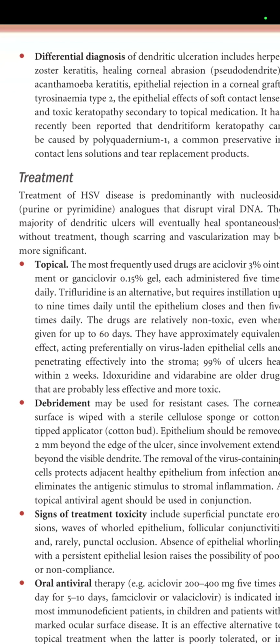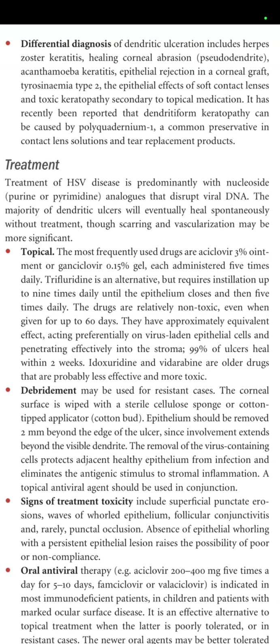Now, the treatment of HSV disease is predominantly with nucleoside purine or pyrimidine analogs that disrupt the viral DNA. So we give the nucleoside analog, and this disrupts the viral DNA. The majority of dendritic ulcers will eventually heal spontaneously without treatment. So basically, with the viral disease, it resolves spontaneously, but the antiviral treatment is used to treat early and to reduce scarring and vascularization.